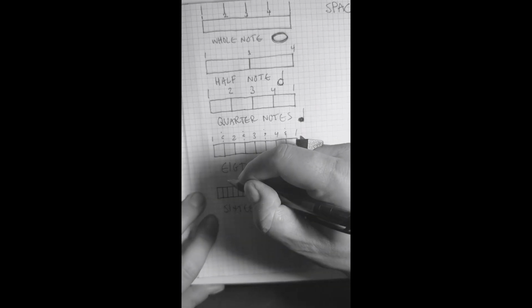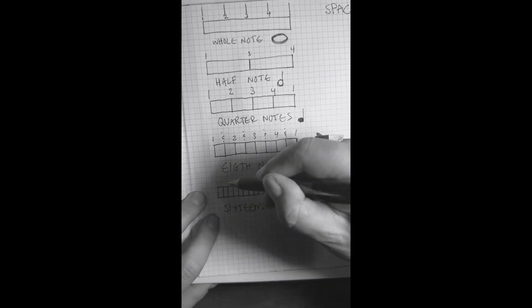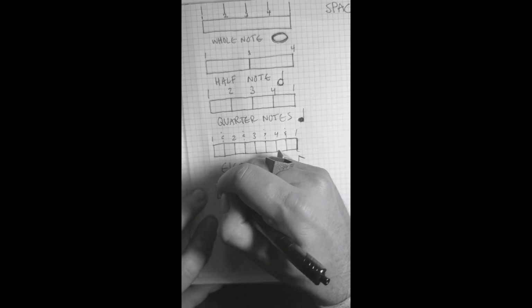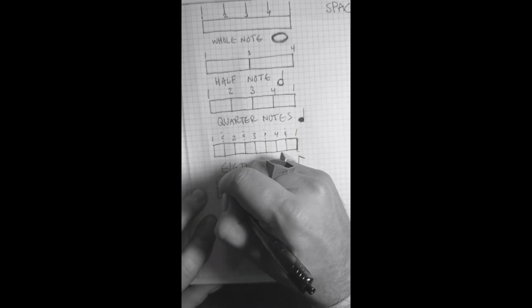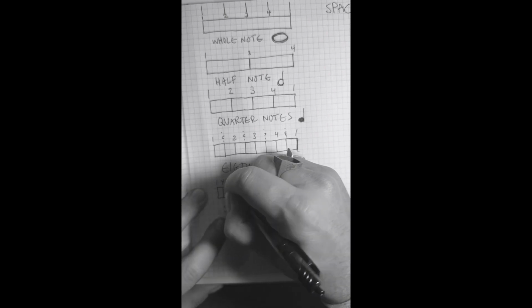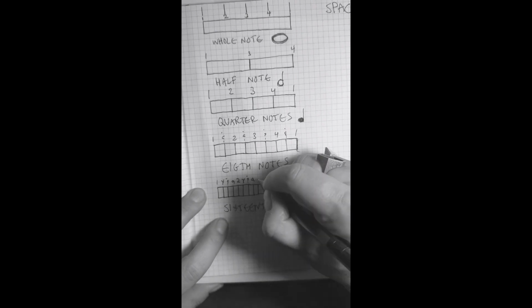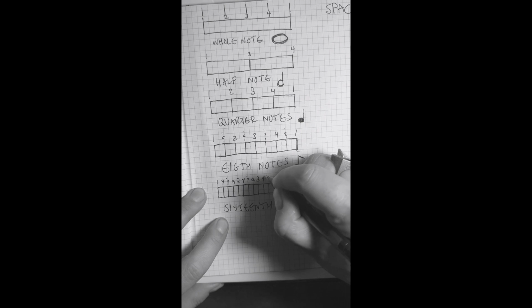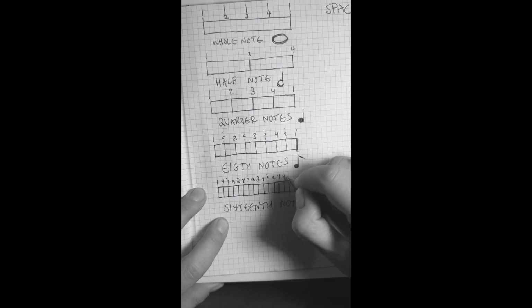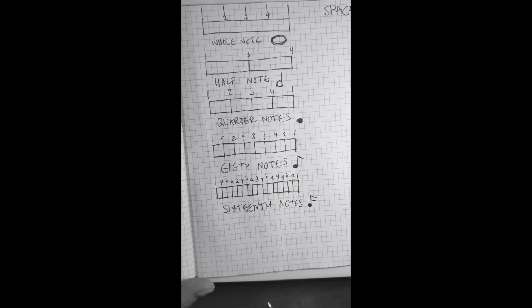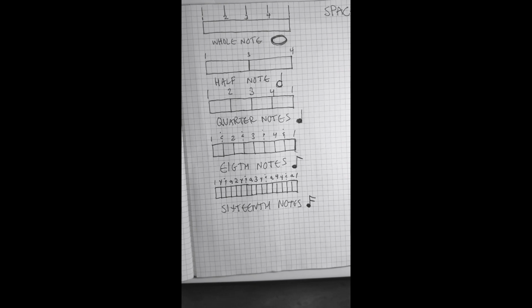These we count also 1, 2, 3, 4, also 1 and 2 and 3 and 4 and, but now we add a new subdivision and we call it E and A. So it's 1 E, it's like a little Y, and 2 E and 3 E and 4 E and 1. Okay? 16th notes. You clap them like this. 1 E and 2 E and 3 E and 4 E and 1.